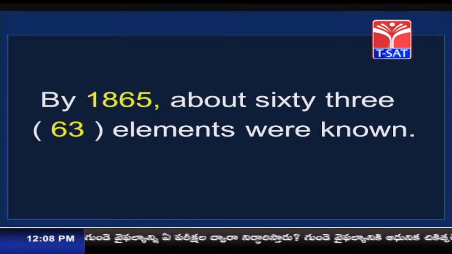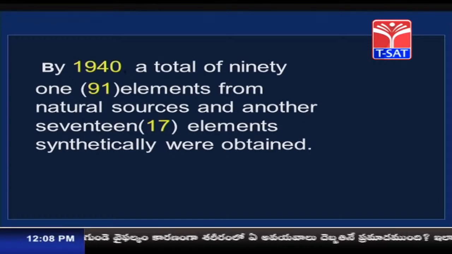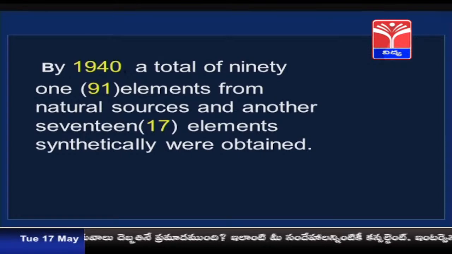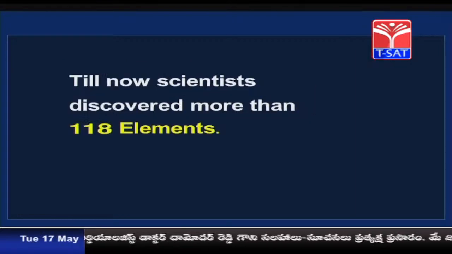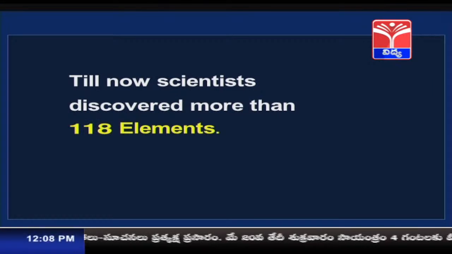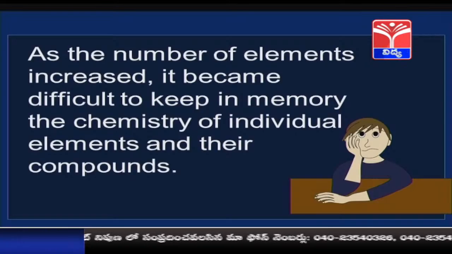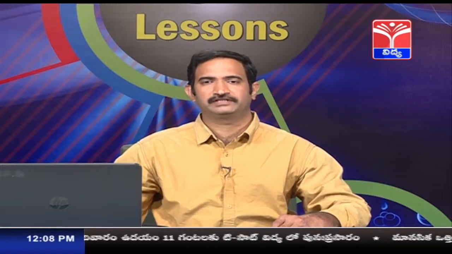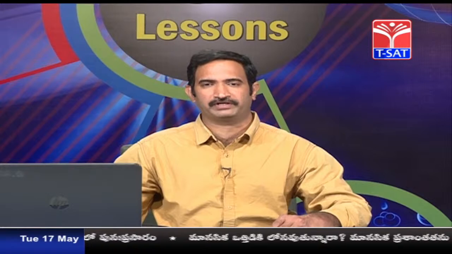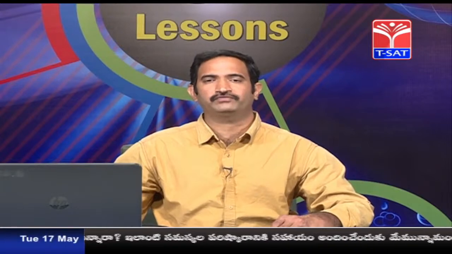Now, by 1865, about 63 elements were known. By 1940, a total of 91 elements from natural sources and another 17 elements synthetically were obtained. Till now, scientists have discovered more than 118 elements. Some are radioactive elements. As the number of elements increased, it became very difficult for the scientists to find the relationship between them. They established the relationship between their physical and chemical properties and categorized them into some groups. Now, this is the evolution of the periodic table.